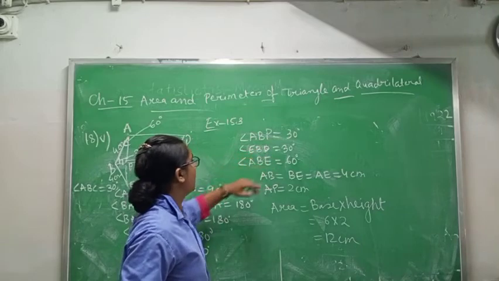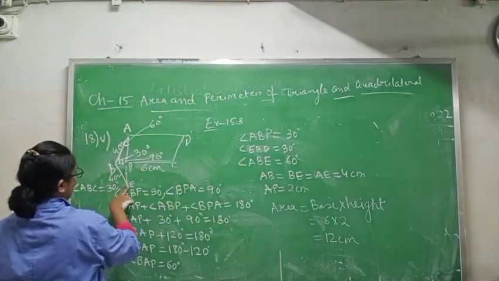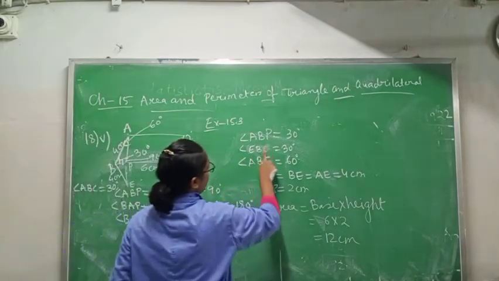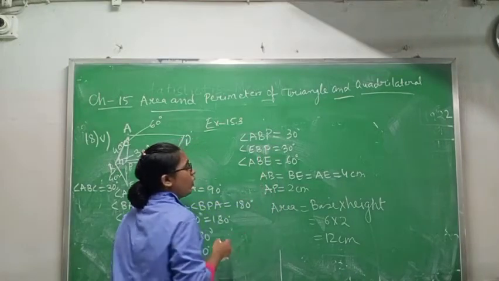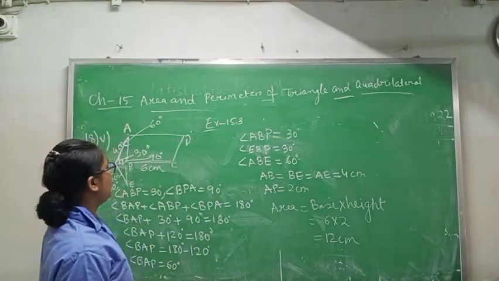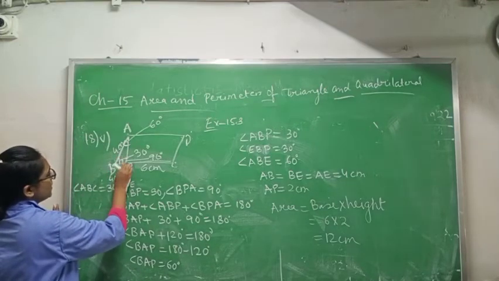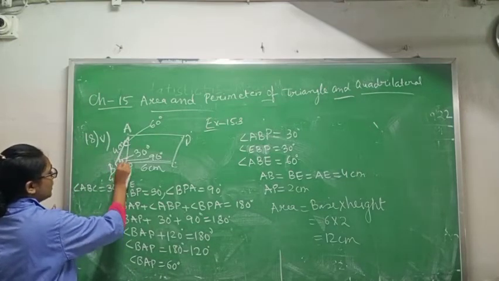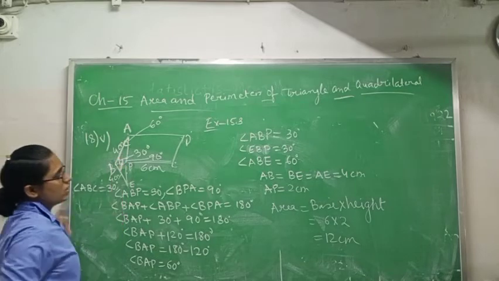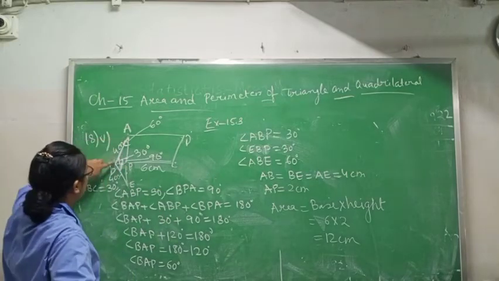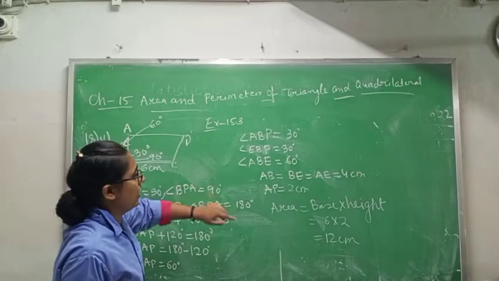Angle EBP. This one will be P. Okay, angle EBP is also 30. Therefore, if this one is 30 and this one is 30, total will be 60. So angle ABE is 60 degree.